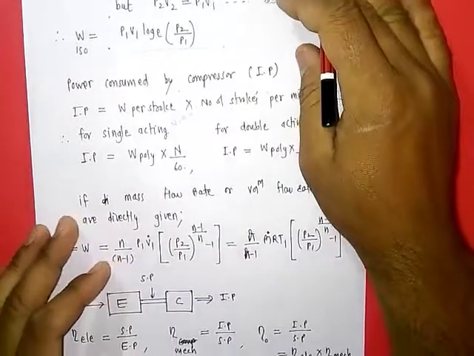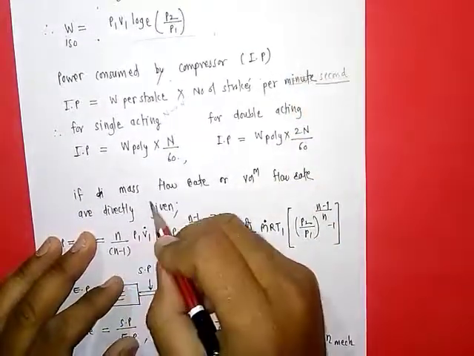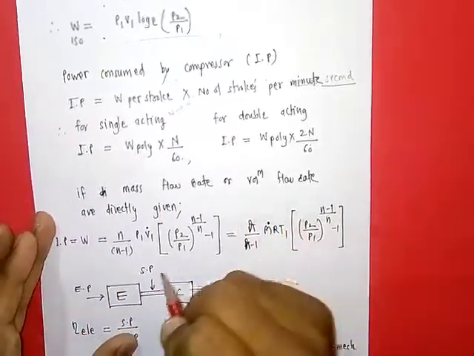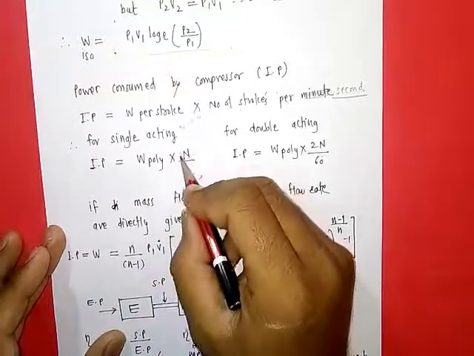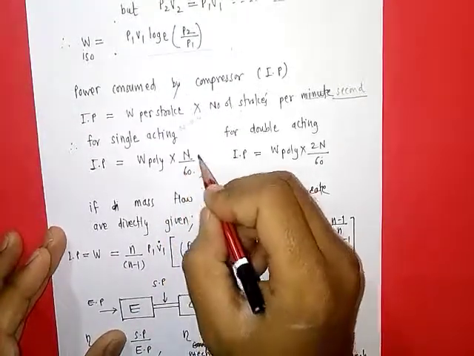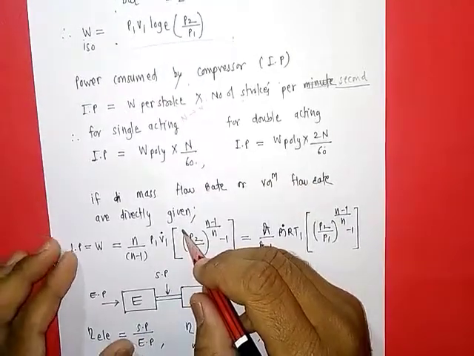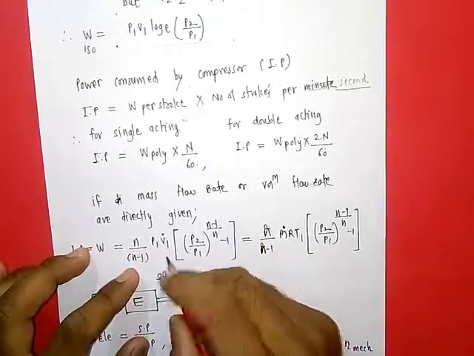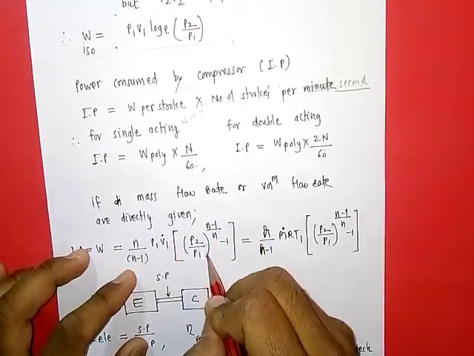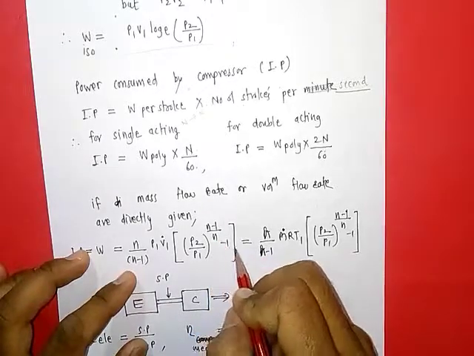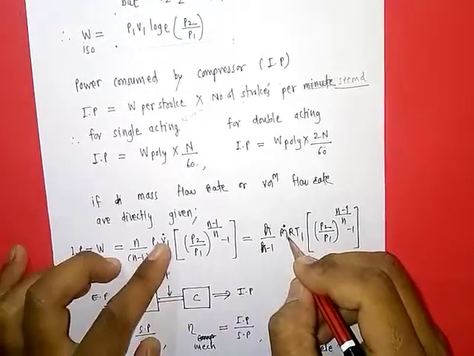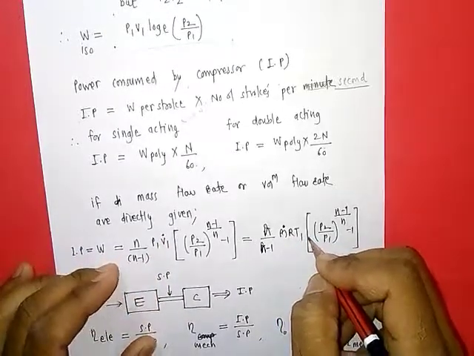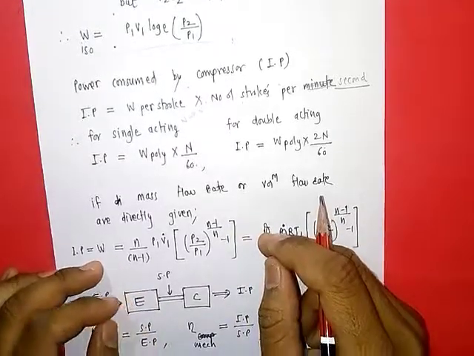Now sometimes in problems they directly give the mass flow rate or volume flow rate, so in that case we don't need to convert, or we don't need to consider the rpm. We can directly calculate indicated power as n/(n-1) P1 V1 dot [(P2/P1)^((n-1)/n) - 1], where V1 dot is the volume flow rate, or instead of P1 V1 you can use m dot R T1 in case of the mRT1 relation. This is for indicated power.